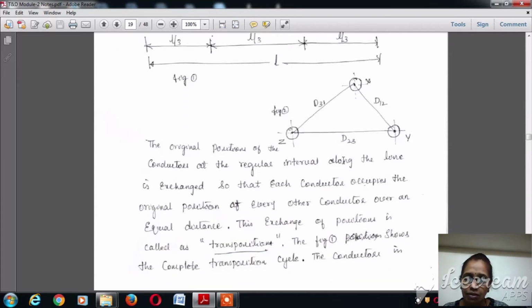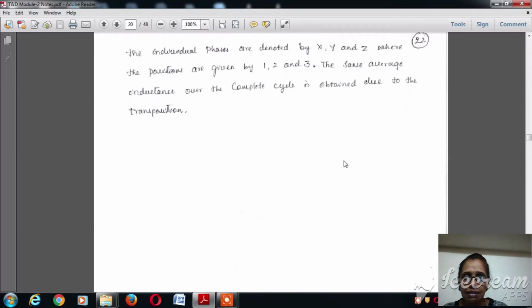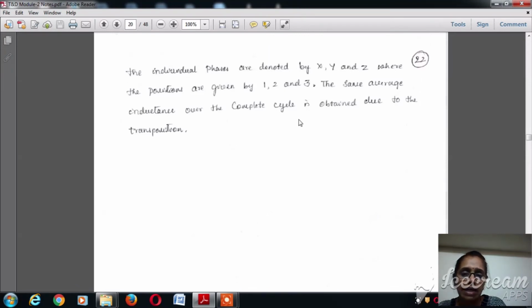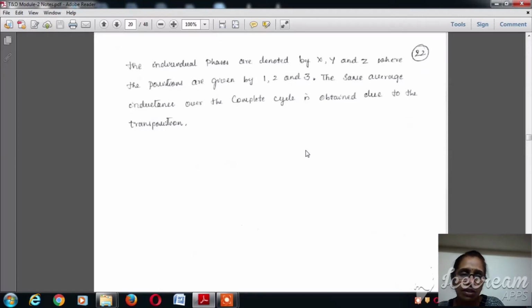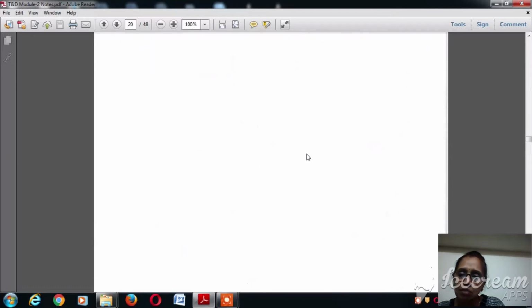So after every cycle, that is, after every phase, the individual phases which are denoted by x, y and z in the figure, where the positions are given by 1, 2 and 3, occupy the same position after regular intervals. The same average inductance over the complete cycle is obtained due to the transposition. This is the importance of the transposition of the overhead lines.